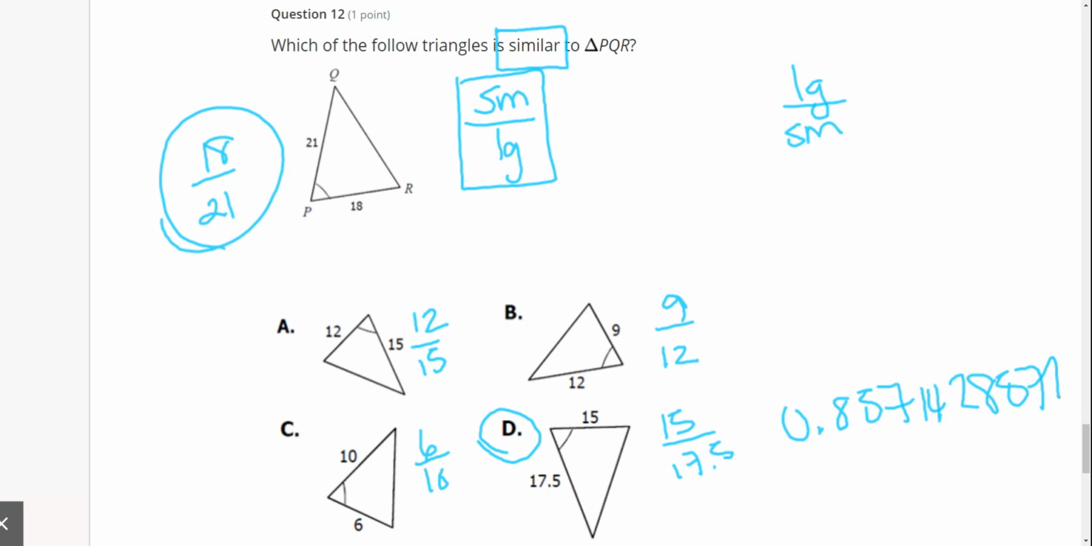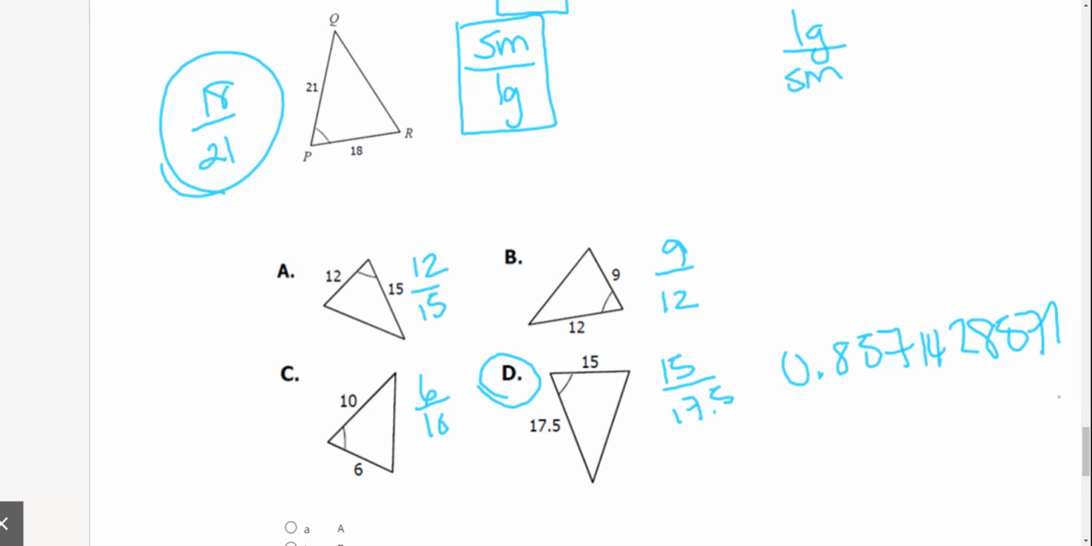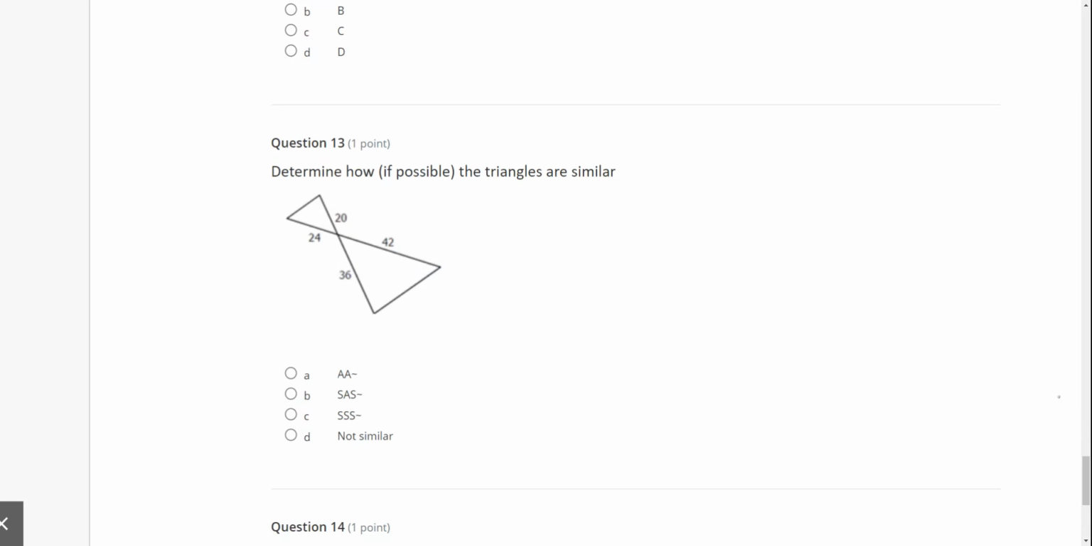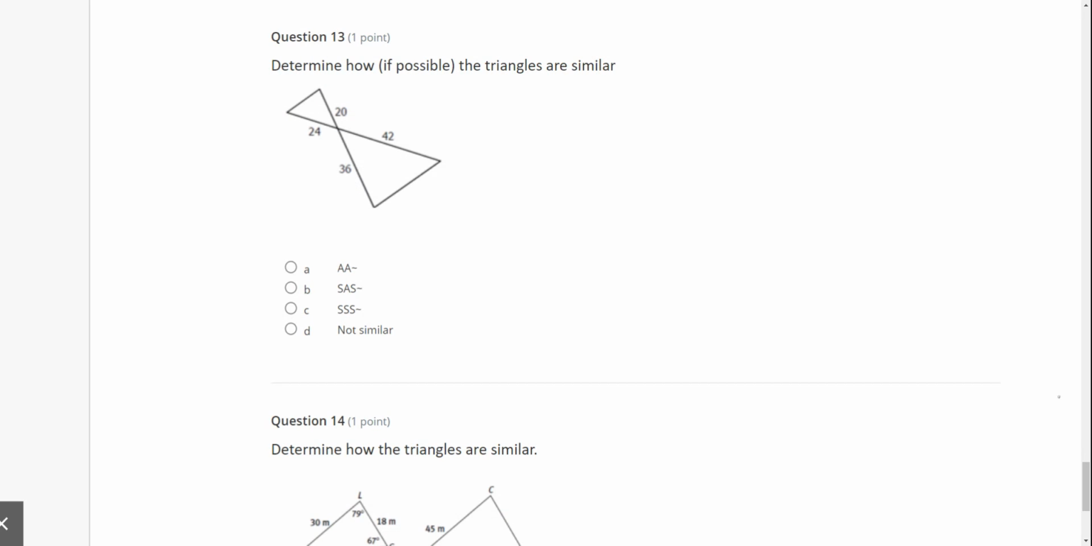So when you get questions like this, just figure out whether you want to do small over large or large over small. Find the decimal for each of your fractions and then compare them. Not hard. Just have to get the calculator out. So what would I do for 13? I can do it very similarly. You got to notice the word similar, so you automatically think proportion. So what do I do with the 20, the 24, the 42, and the 36?